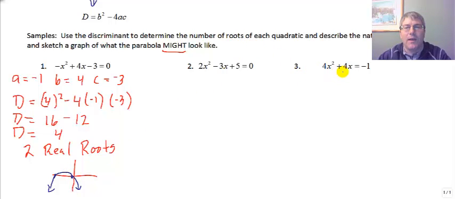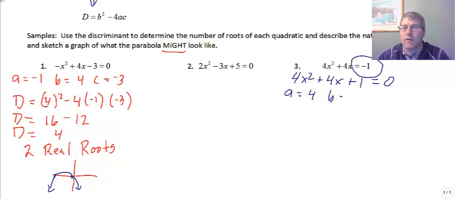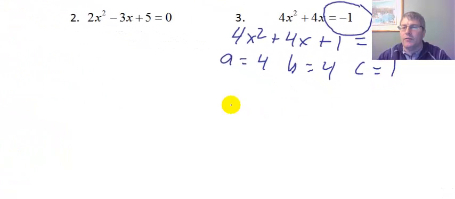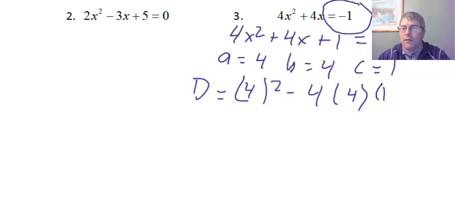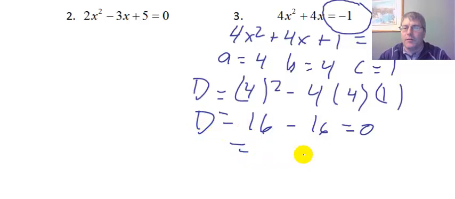Let's go over and take a look at sample 3. That one looks a little bit more challenging because I don't have standard form. So I have to go ahead and put my equation into standard form. So I get 4x squared plus 4x plus 1 equals 0. Then I find out that a is 4, b is 4, and c is 1. I calculate the discriminant with b squared, so 4 squared minus 4 times a, which is also 4, times c. So I get 16 minus 16, which is 0.